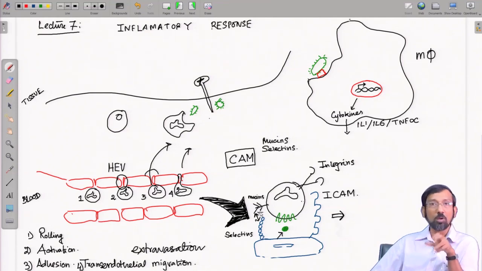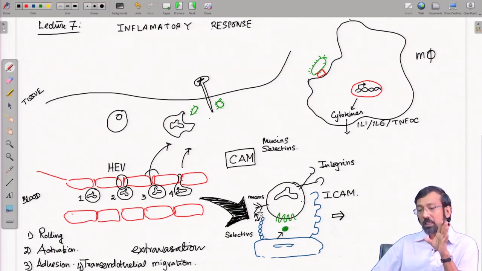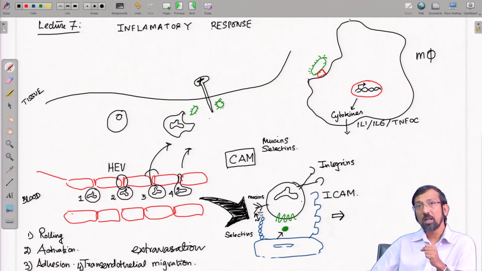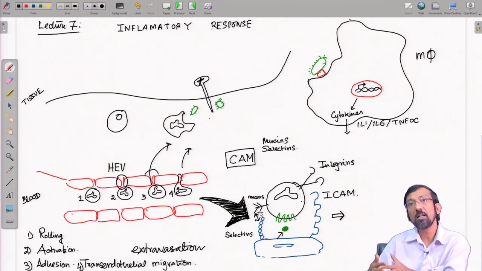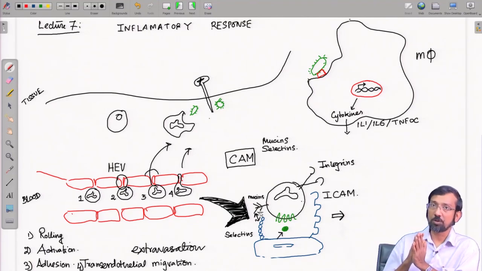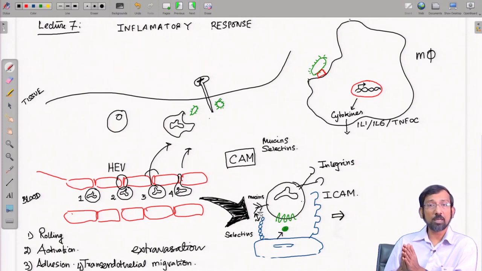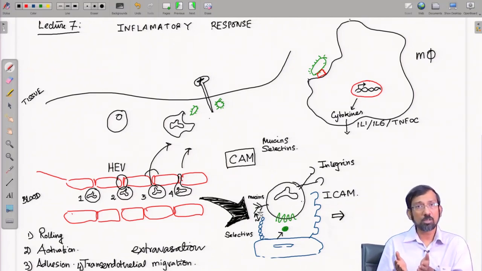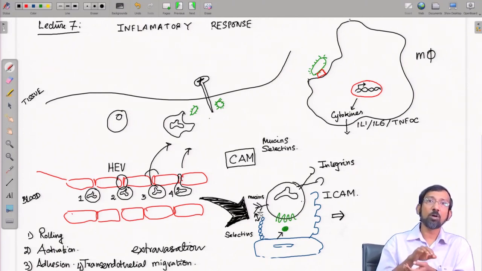The second step is very important, that is the activation. Activation involves the effector molecules or the chemokines. We will discuss the cytokines and chemokines in our later classes in detail. For the time being, we just try to understand that chemokines, as the name suggests, are chemoattractants. They attract something. Chemokines work by binding to specific receptors expressed by specific cell types. For example, neutrophils express a class of chemokine receptors, the T lymphocytes express a class of chemokine receptors, and the B lymphocytes also express a class of chemokine receptors. So, most of the cells of the immune system have chemokine receptors expressed on their surface.